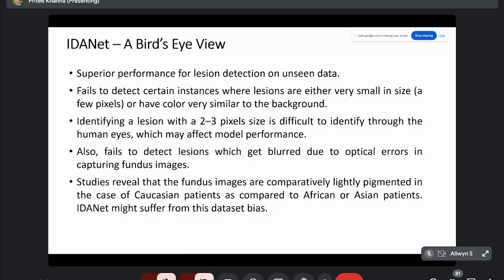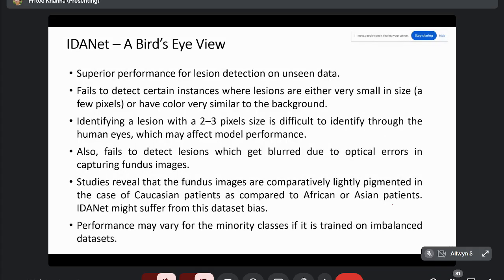As I was telling you, we have checked some generalizability by training on one dataset and testing on a dataset of different ethnicity. But while doing this study, we observed that fundus images are comparatively lightly pigmented in Caucasian patients as compared to African or Asian patients. Unfortunately, we didn't have the data, so we can't say. But IdeaNet may suffer from this dataset bias.